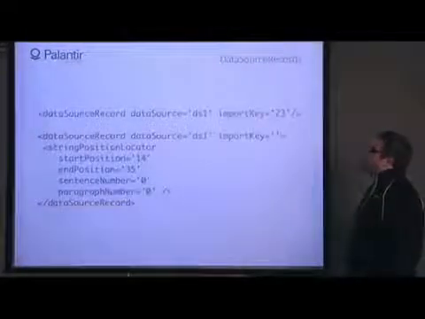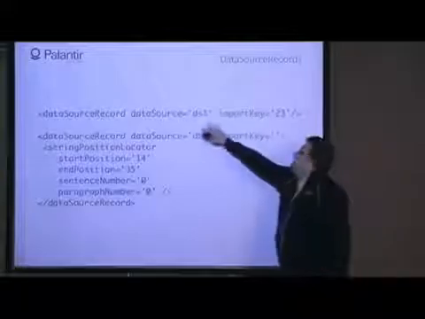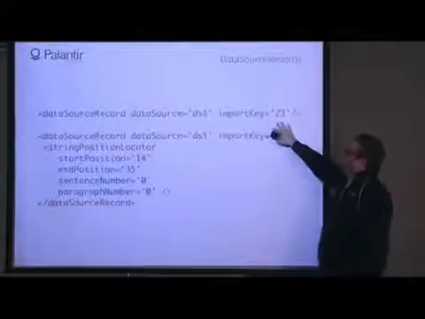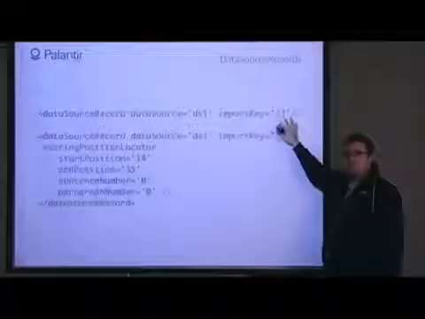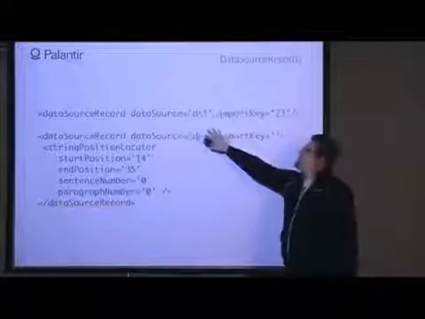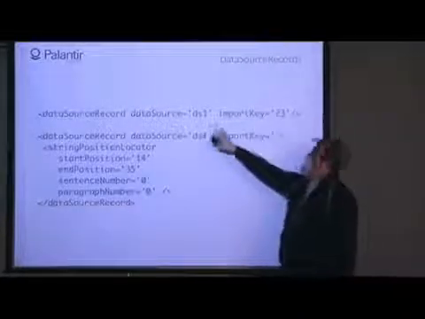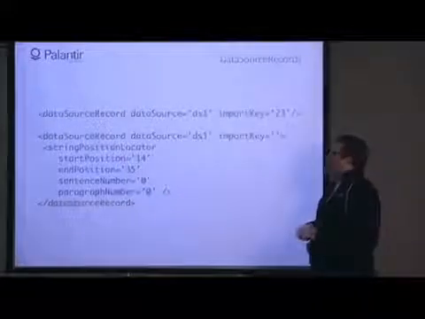So here we see two examples of data source records. The first one is using the import key format. You can see that it refers to data source 1, and then it gives an import key of 23. Now, the import key is used to refer to the place in the data source that the data came from. So all data source records that have an import key of 23 refer to the same location. So there is a uniqueness constraint here: inside a single data source, anything with the same import key inside DS1 will be considered to be from the same place inside Palantir.